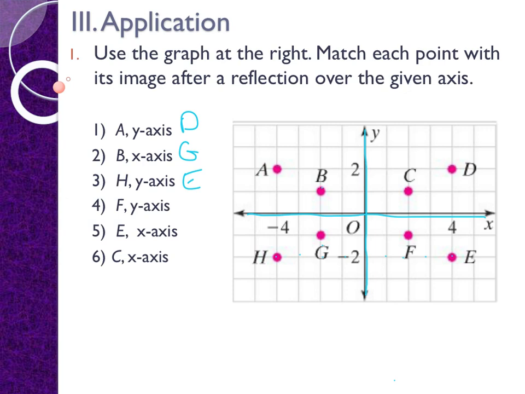F in the y-axis is 1, 2. And G is also 1, 2 from the y-axis. E in the x-axis. E is 1, 2 away from the x-axis. D is 1, 2 away. Then C in the x-axis is 1 from the x-axis, and F is also 1 away from the x-axis.